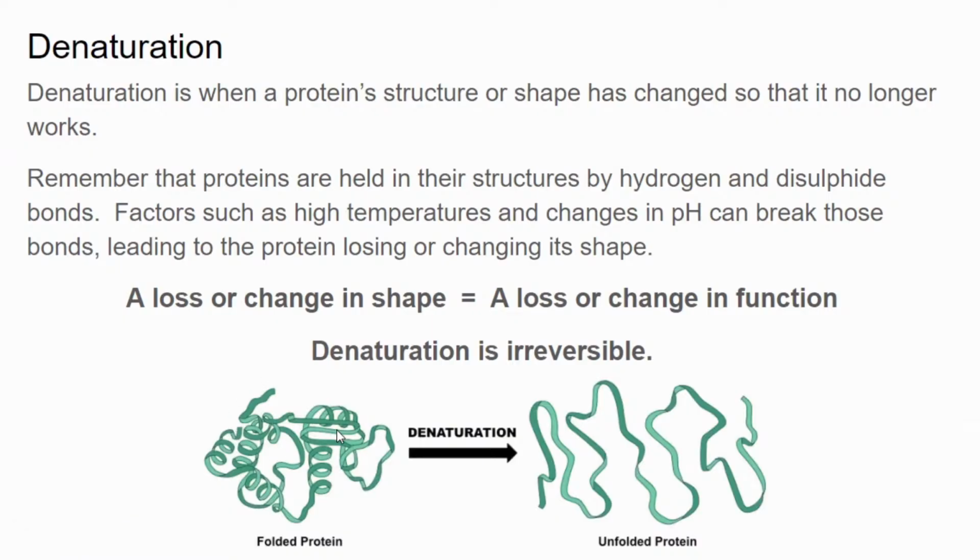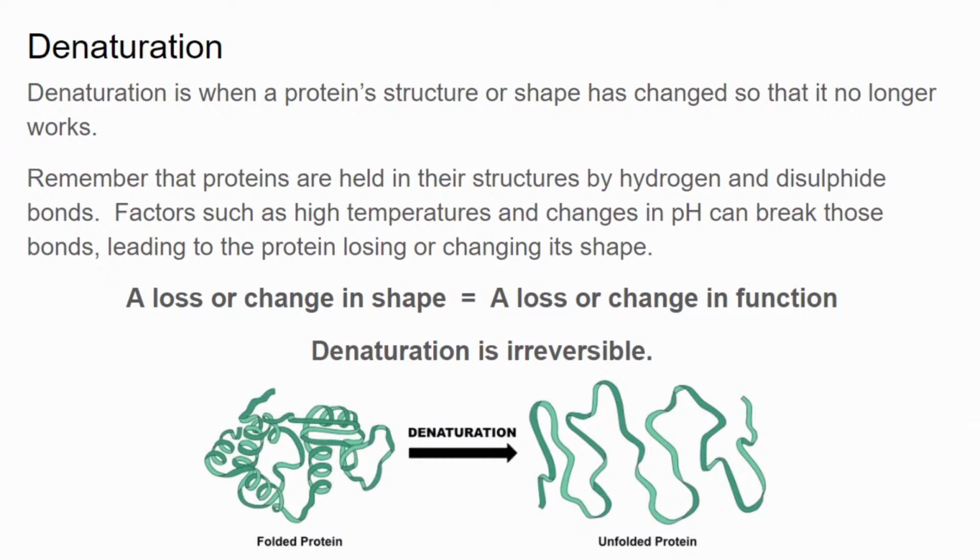Because chemical bonds are holding our protein together, factors like temperature and changes in pH can affect those chemical bonds. A very high temperature can break those hydrogen bonds. Changes in pH can also affect those bonds. If those bonds are broken, the protein will lose or change its shape, and if we lose or change the shape of our protein, we will see a loss or change in its function.